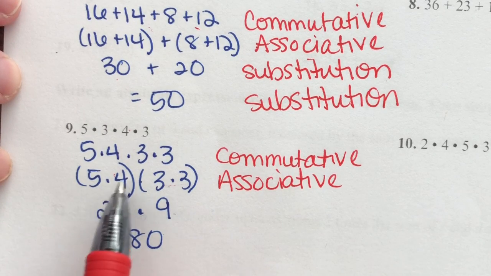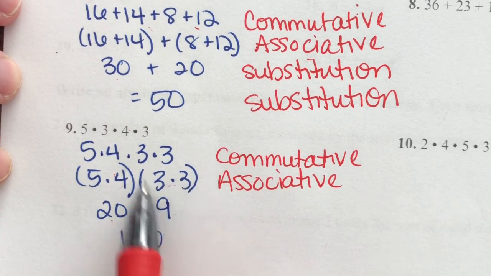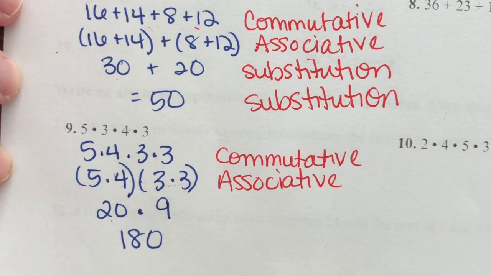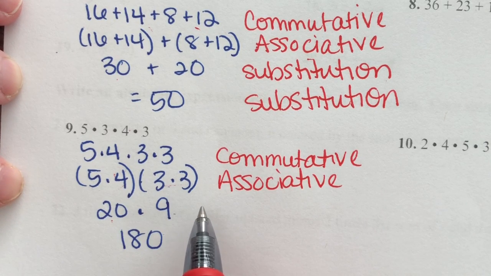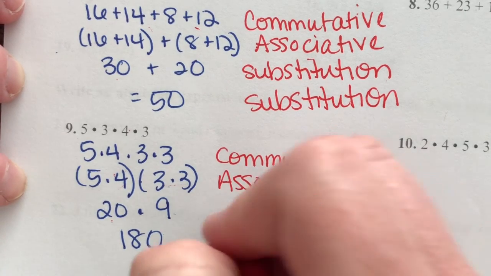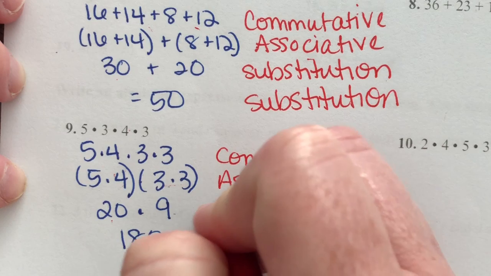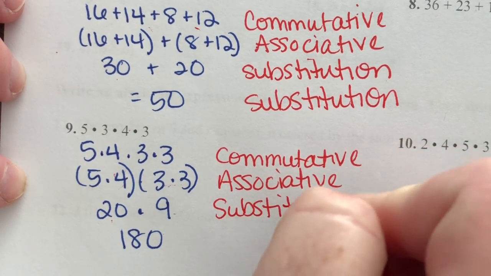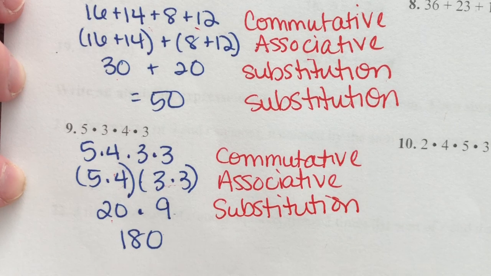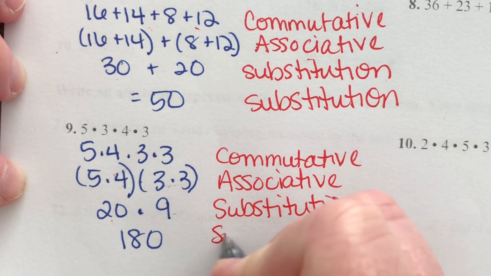Then in the next line, I replaced 5 times 4 with 20 and 3 times 3 with 9. Yes, I just got through saying that and I didn't do it. I should have done it in 2 different steps, right? I should have first done 20 times 3 times 3 and then 20 times 9. I didn't do it. But either way, those 2 steps should have been substitution. And then going from 20 times 9 to 180, again, that's substitution.